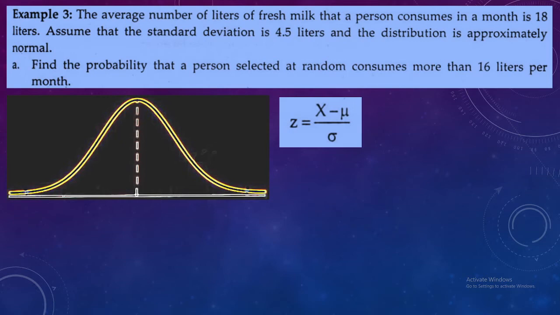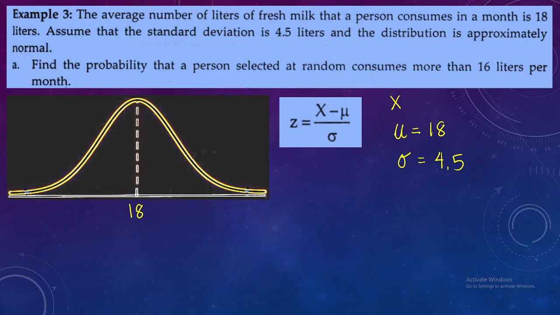Do you see the word sample in the first sentence? No, sir. So what is 18 here? Population mean. Okay, so I'm gonna be having 18 over here, and just like what you said, it's the population mean, which is 18. Okay, now let's go to the second sentence. Assume that the standard deviation, obviously it's 4.5, and the distribution is approximately normal. Let's go to the question.